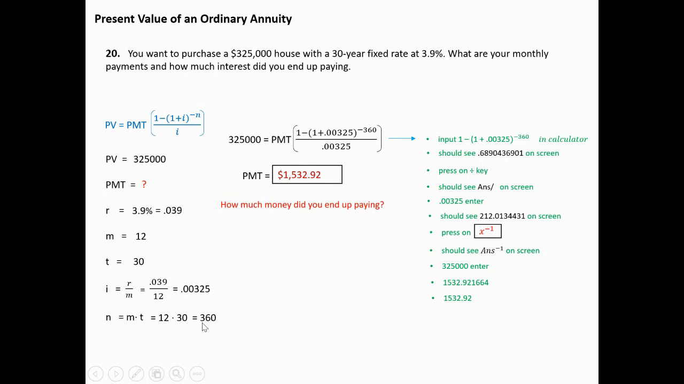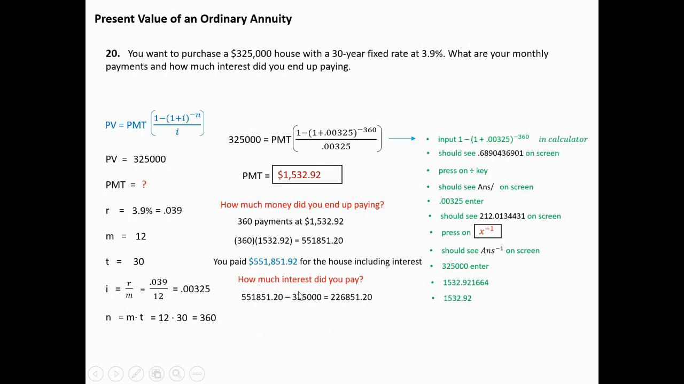So how much money did you end up paying? Okay, so there were 360 payments, right? So you multiply 360 times the monthly payments, which was, let's see here, $551,851.20, which is a lot of money, right? Instead of paying the 325,000, you paid more than $200,000 more.